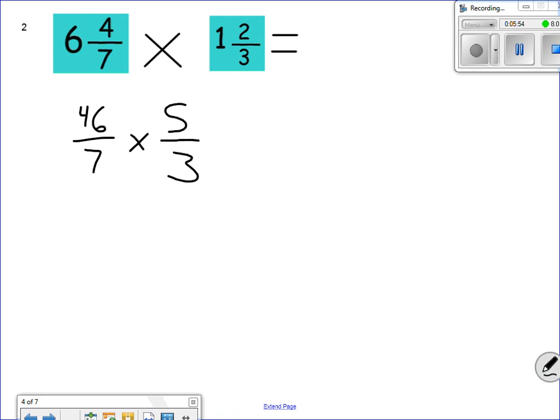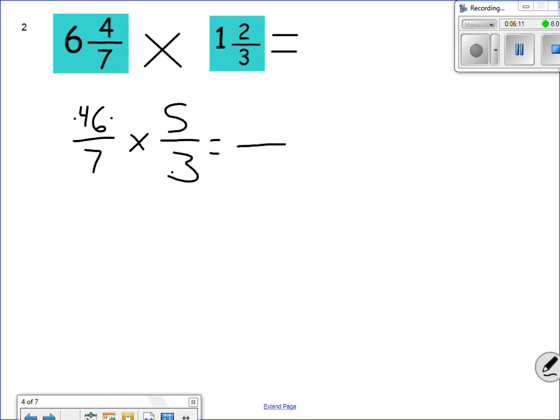Luckily, it's not going to be as large of a number this time. Can we cross reduce the 46 and the 3? The divisibility rule of 3 is that whenever I add these numbers up, 3 can go into it. 4 plus 6 is 10. 3 can't go into 10. 7 and 5, we can't make it any smaller, so then we have to multiply across.